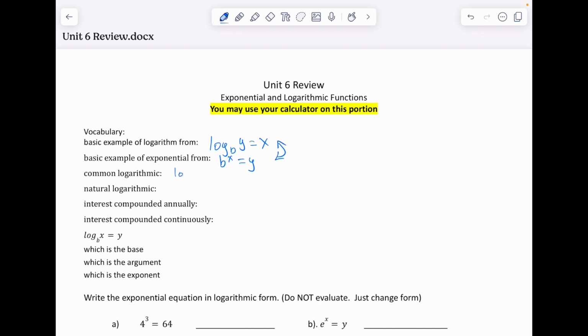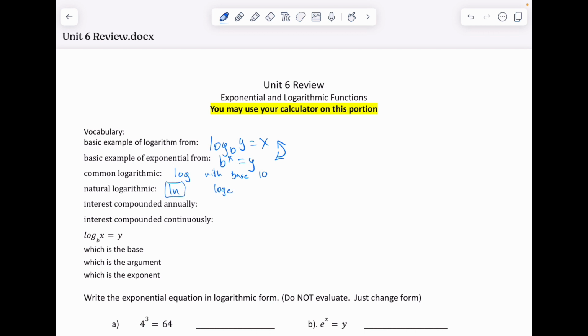Common log is just called log. You don't have to put a base 10 there, but it's just common log with base 10. Natural log is ln. It is the log of e.